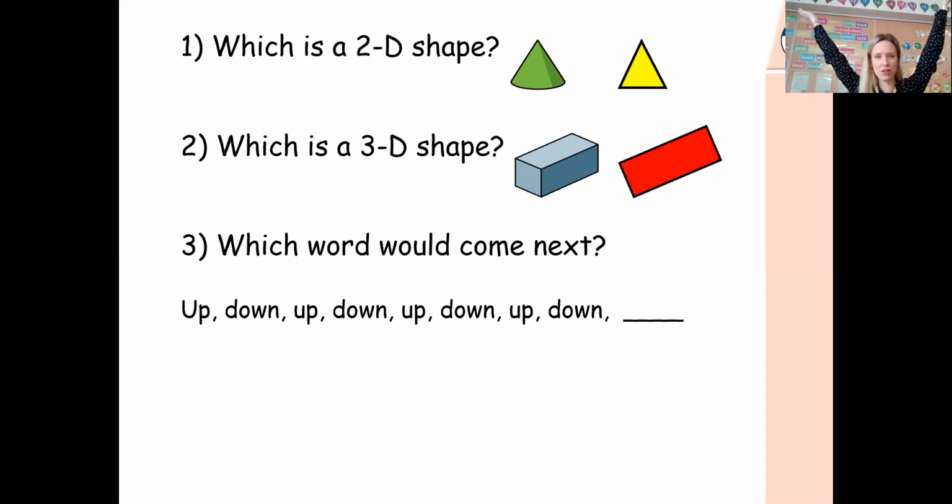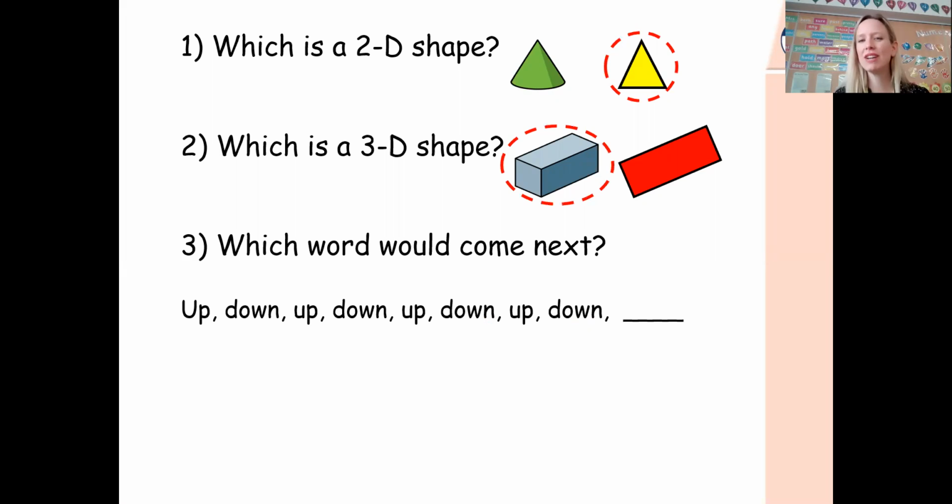And let's see if you got the right answers. I think you've all got the right answers. Which is a 2D shape out of these two? It is a triangle, not the cone. It does look triangle shape, doesn't it? But the other one's a 3D cone. This one is a triangle. Brill.